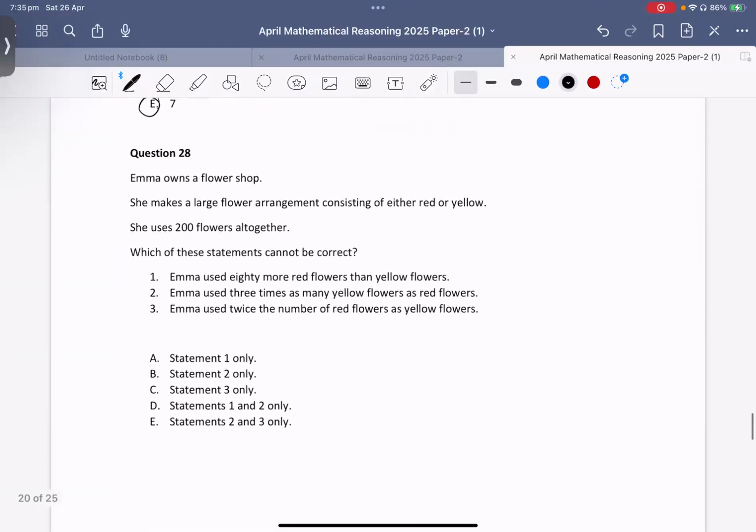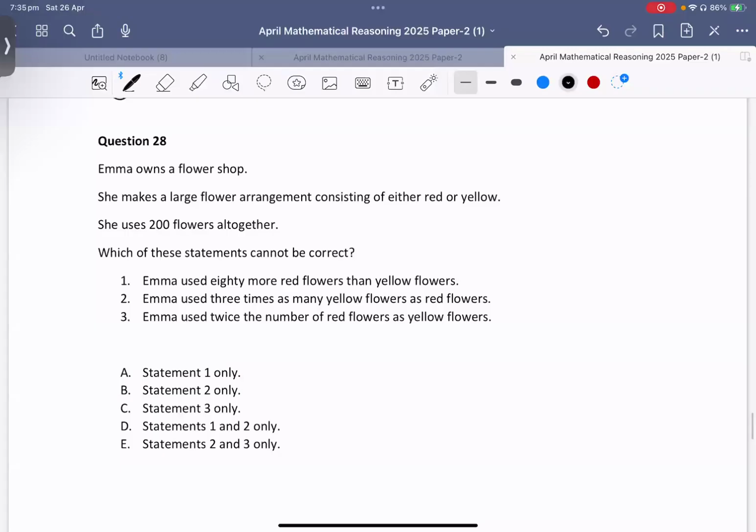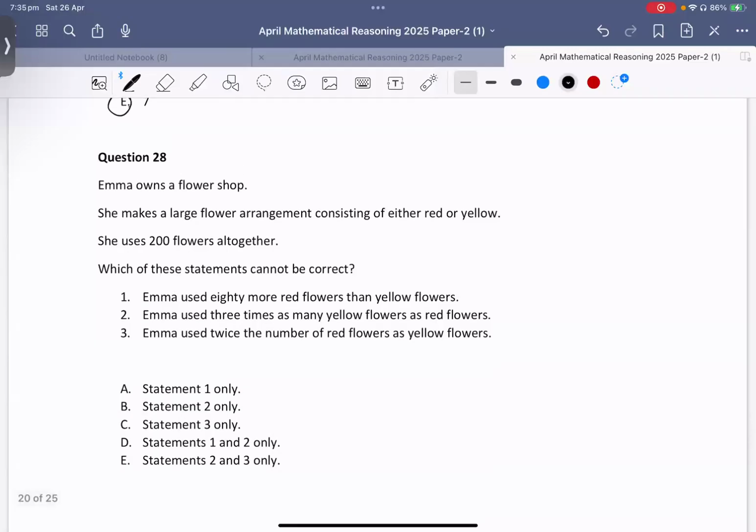Question 28. So Emma owns a flower shop and she makes a large flower arrangement that consists of either red flowers or yellow flowers. And she has 200 flowers altogether. Which of these statements can't be correct?